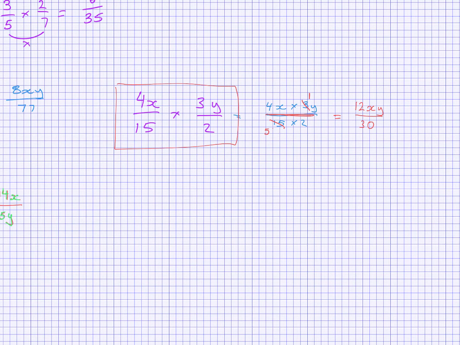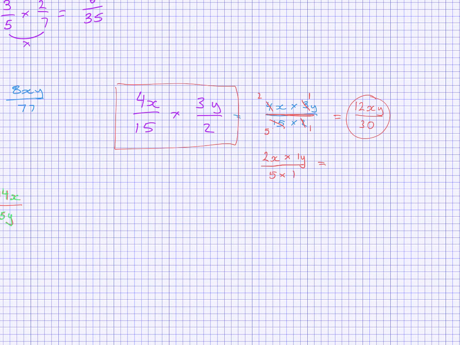I also know that 2 and 4 share common factors. That factor is a 2. 2 divided by 2 is 1. 4 divided by 2 is 2. So now my problem, instead of having 12 and 30 in the answer, looks like this: 2x times 1y over 5 times 1.